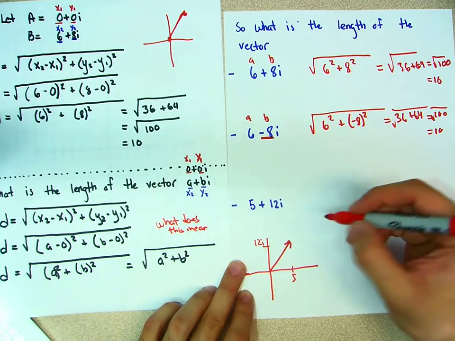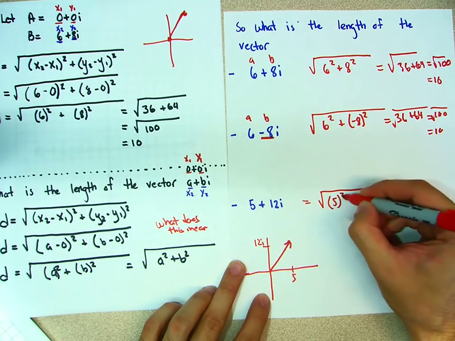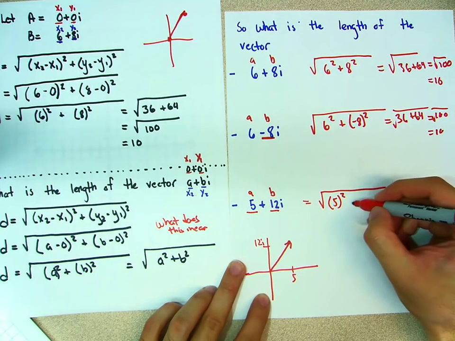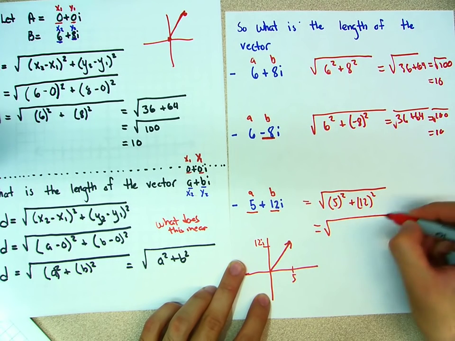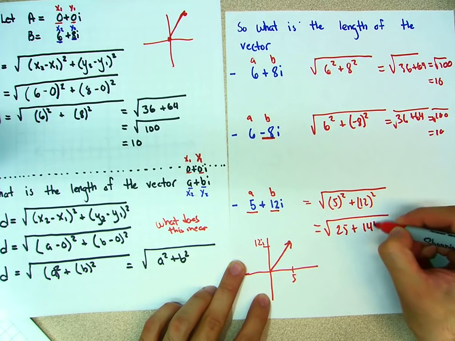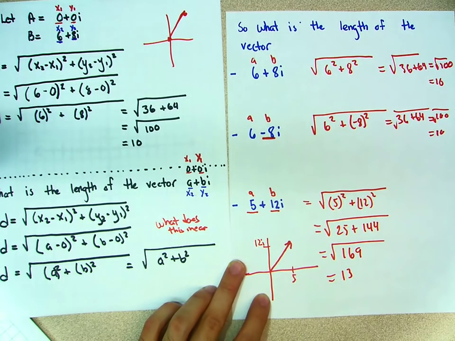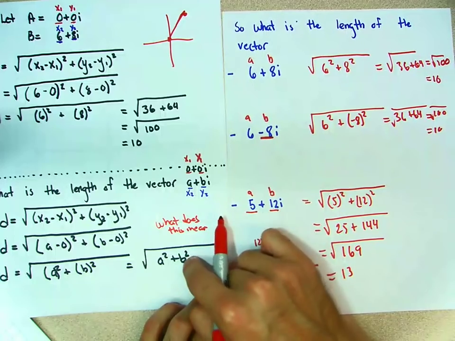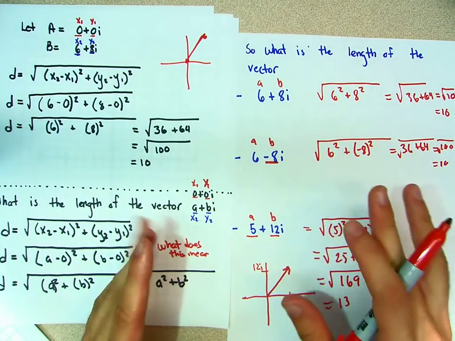Just use this. So this is equal to the square root of 5 squared. Remember, this is my a, this is my b. So 5 squared plus 12 squared, that's equal to the square root of 25 plus 144, which is equal to the square root of 169, which is just 13. Okay? You can check the math and it works. So we could just use this to calculate the length of any vector. Oh my god, that's amazing.